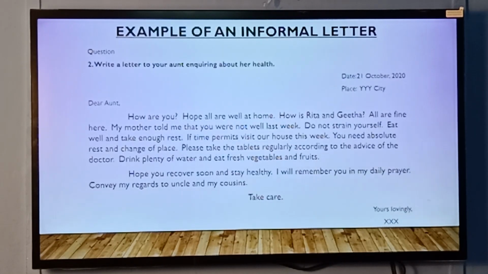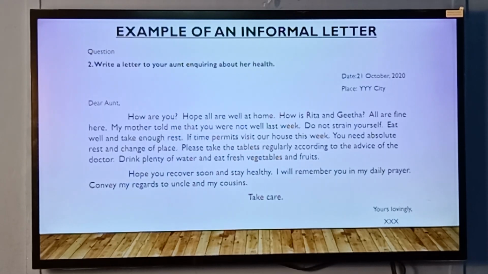Now we shall see the example of an informal letter. Write a letter to your aunt enquiring about her health. Here the name of your aunt is not specified and place is not mentioned. So I will write it as date 21 October 2020 and place YYY city. Dear aunt, how are you? Hope all are well at home. How are Rita and Geeta?